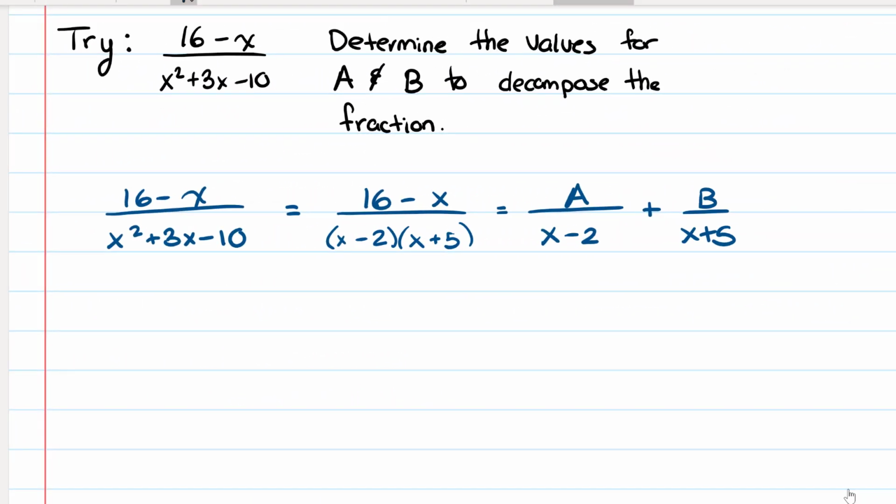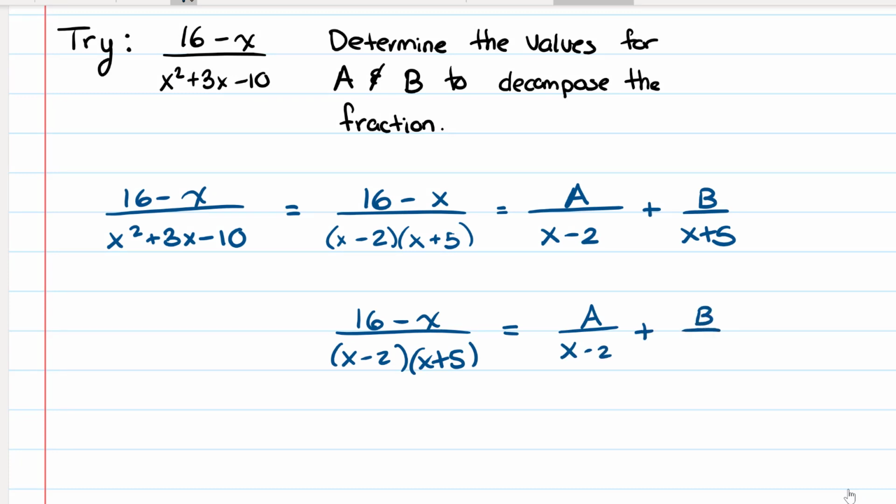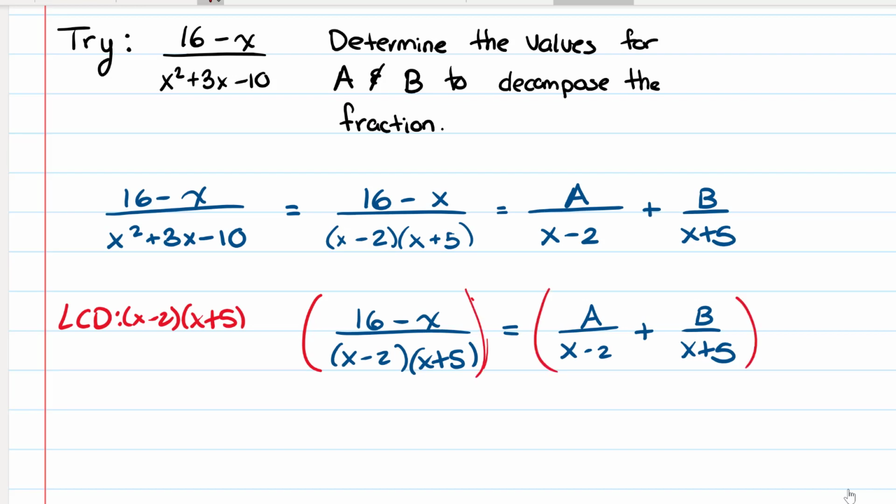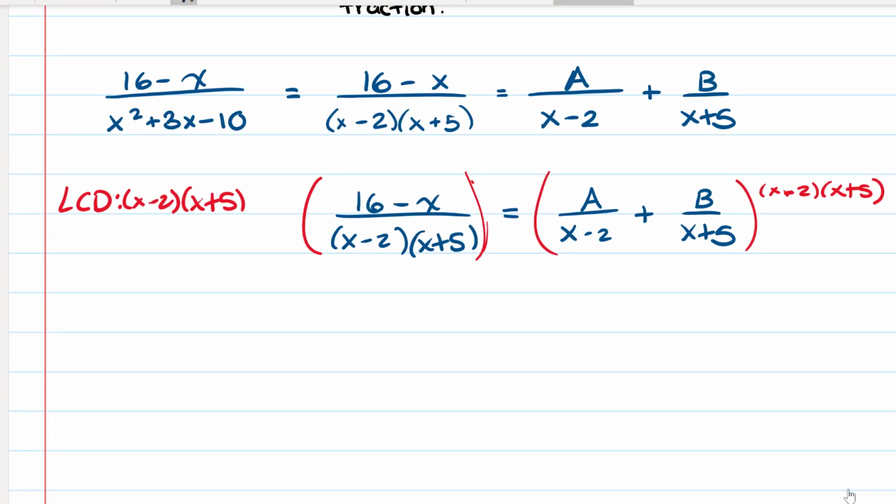So the first thing I like to do is I just rewrite it like this. And then identify the LCD, which is x minus 2, x plus 5. So I'm going to multiply that to both sides. So I'm going to get 16 minus x is equal to a times x plus 5 plus b times x minus 2.